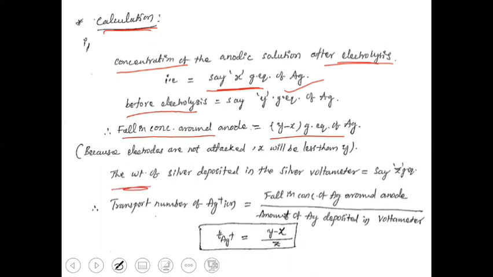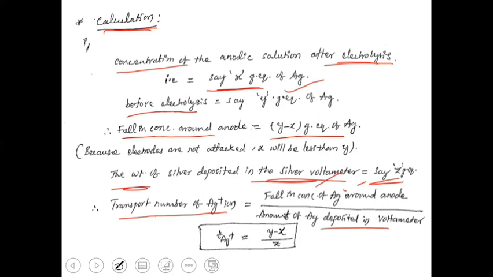Next, the weight of the silver deposited in the silver voltameter is equal to Z. Then the transport number of the Ag plus ion is equal to the fall in the concentration of silver around the anode divided by the amount of silver deposited in the voltameter. Substitute these two values and you can easily get the transport number of silver ion.